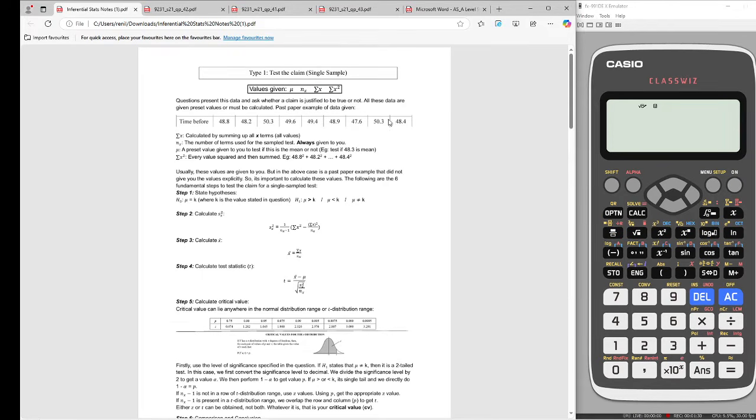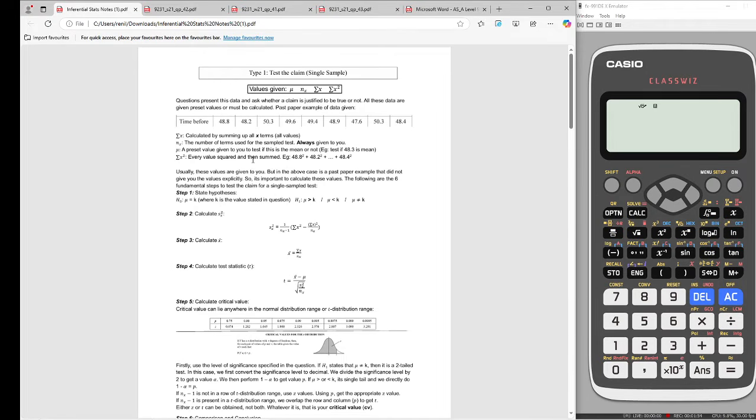So if these are my samples, sum x would be this plus this plus this until you get here, and sum x squared would mean all my samples squared and summed up. So I square 48.8, then we square 48.2, and we add them all up until 48.4 squared. These are the kind of values that you would be needing. Okay, these are the startup values.